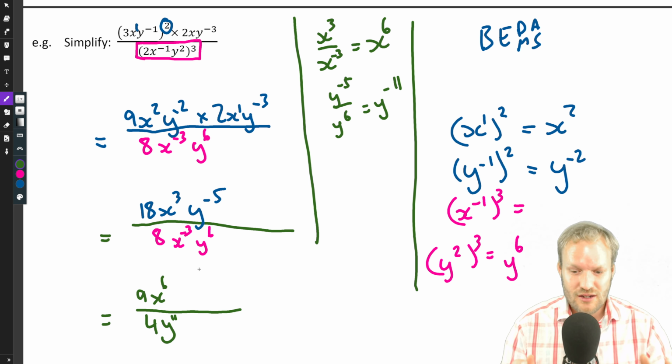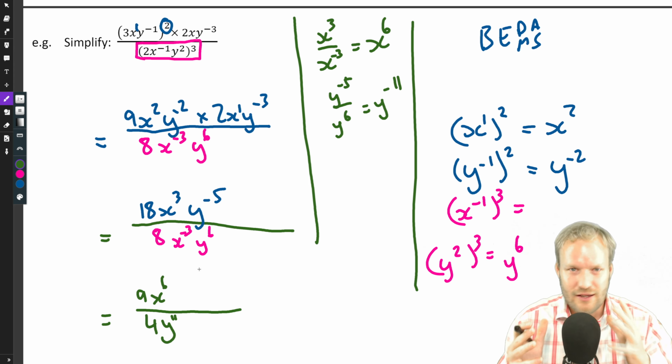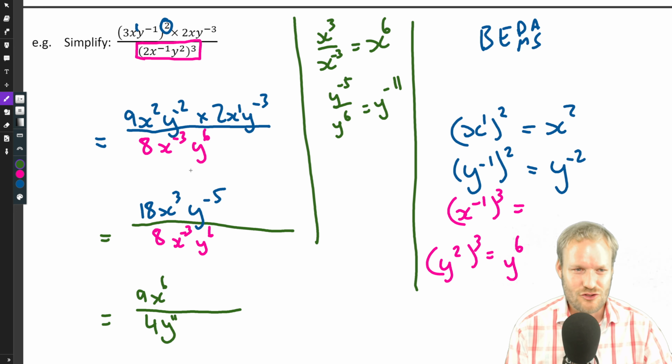And that's it. I think one key thing is just step by step, one exponent law at a time, one thing at a time. If you're comfortable doing more than one thing, go for it. But I think that's where we land ourselves in trouble, where we start going, well, 9 times 2 is 18, 18 over 8 is 9 over 4, and we're trying to do too many things at once. So that would be my way to do that right now.